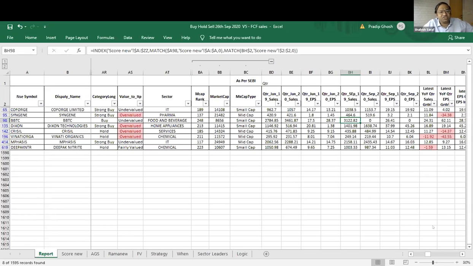Any questions on these stocks? Anybody has any questions? Any questions? No questions? Vinati Organics, could you please check if the results are okay? Results are slightly down. It's a worry. So that's why it will not get repeated in November. Results are slightly down. So Vinati will not get repeated in the next quarter.